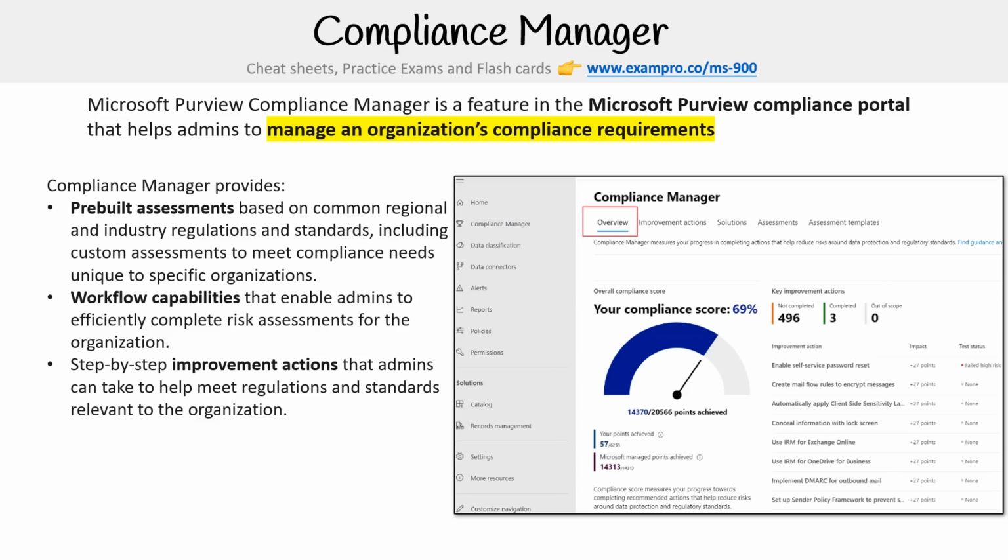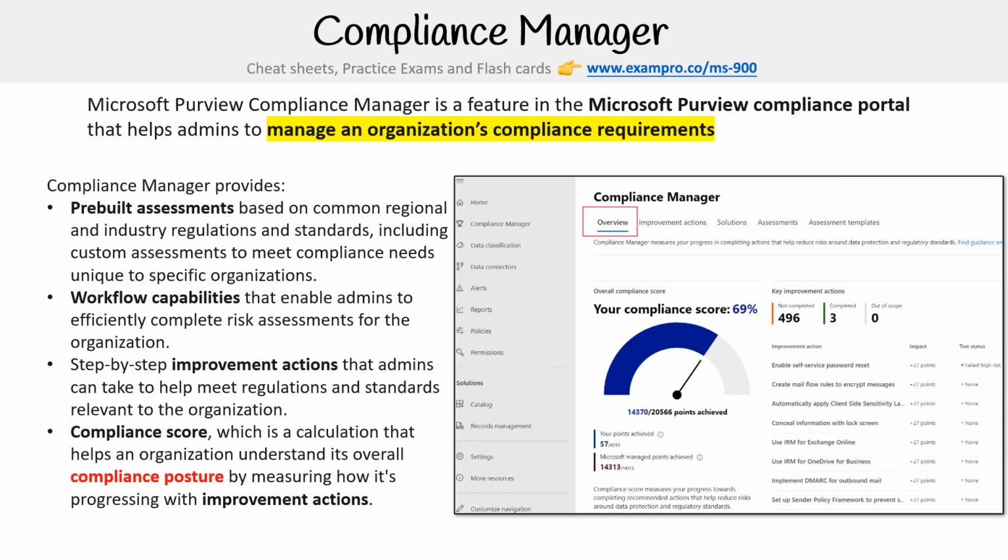It provides step-by-step improvement actions that admins can take to help meet regulations and standards relevant to the organization, and it provides a compliance score, which is a calculation that helps an organization understand its overall compliance posture by measuring how it's progressing with improvement actions. So here you can see the important sections like improvement actions, solutions, assessments, assessment templates, and your compliance score, which is currently at 69%. And we'll talk more about the compliance score later.